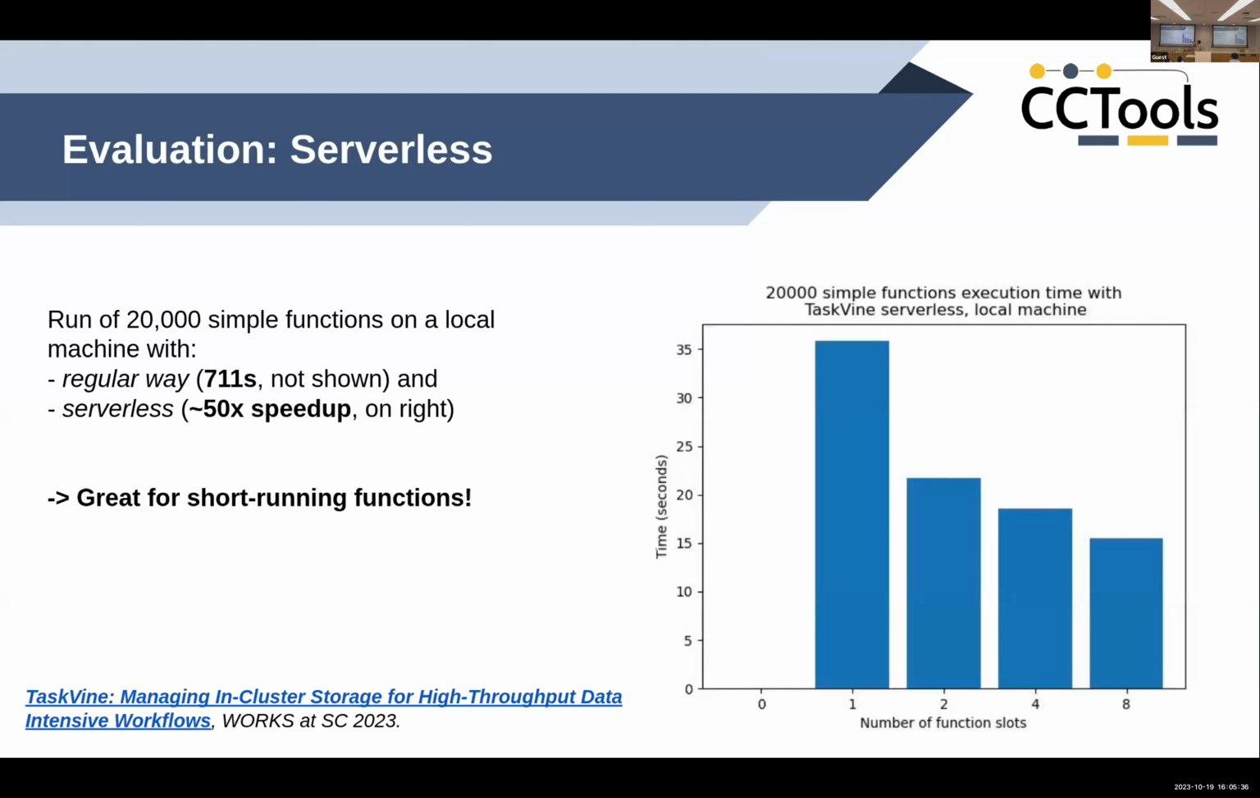With the regular way, I tested running 20,000 simple functions. The regular way takes 700 seconds. The serverless way, when I only have one function slot per worker, takes only 35 seconds. So we already have like a 20x speedup. And as I increase the number of function slots, you can think of it as a level of concurrency, it goes down to 14 seconds. So we achieve like a 50x speedup, which is great for short running functions that run from several seconds to a minute.